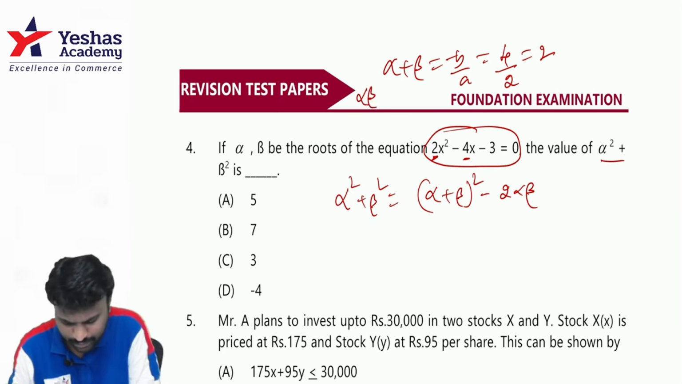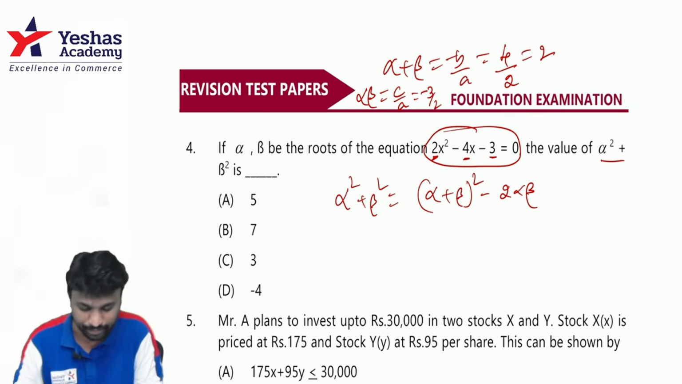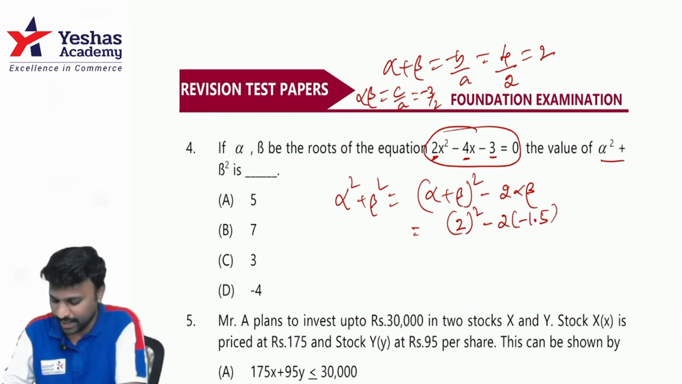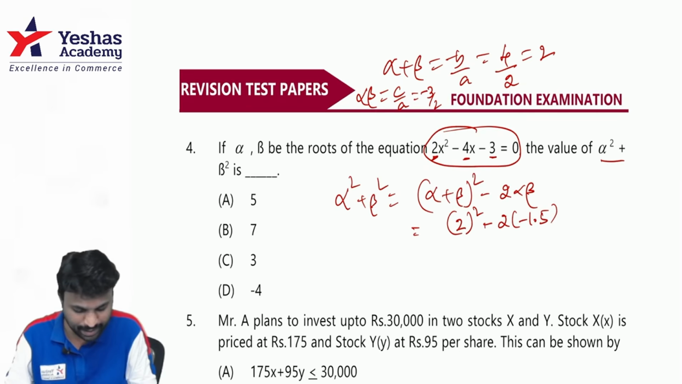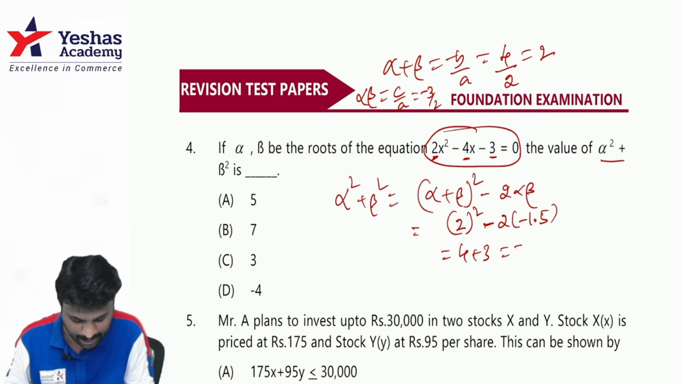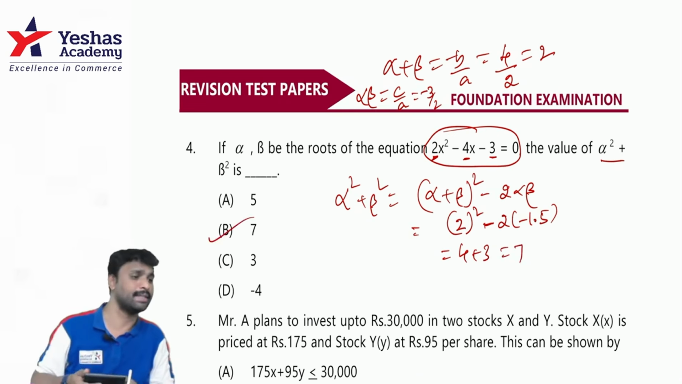And what is product of the roots? It is c by a. The constant term is minus 3, so minus 3 by 2, which is minus 1.5. Now alpha plus beta is 2, to the whole square minus 2 into minus 1.5. So what is it? 2 square is 4 and minus 2 into minus 1.5 is 3. So 4 plus 3 is 7. That means option B is the right answer.